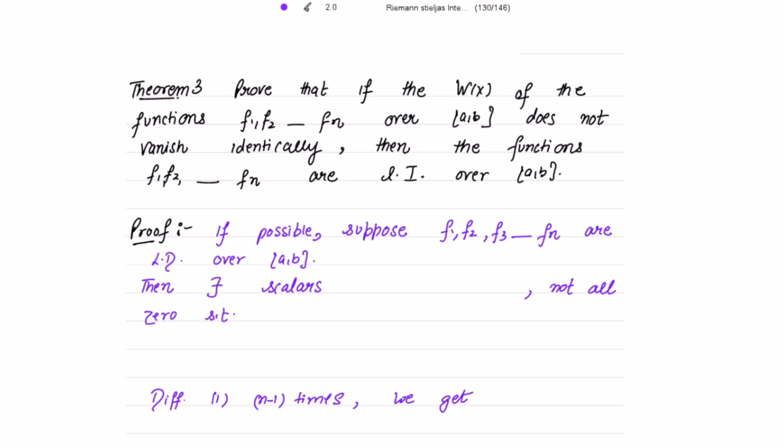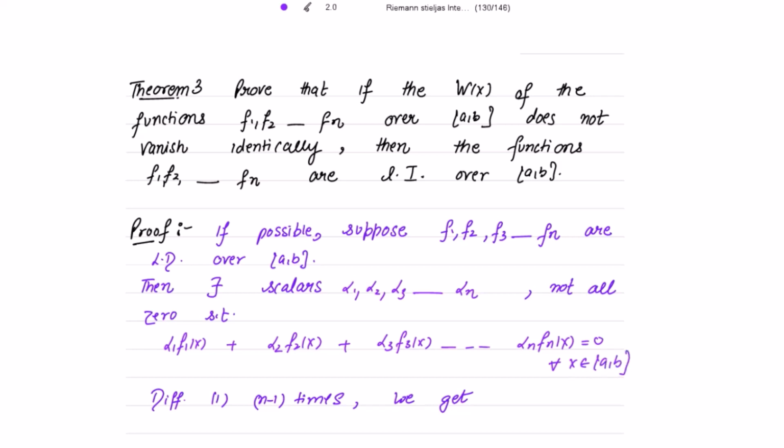Okay, so if possible, suppose f1, f2, f3, up to fn are linearly dependent over the closed interval [a, b]. So there exist scalars alpha 1, alpha 2, alpha 3 up to alpha n, not all 0, such that alpha 1 f1(x) plus alpha 2 f2(x) plus alpha 3 f3(x) up to alpha n fn(x) is equal to 0 for all x belonging to the closed interval [a, b]. This is important to write.